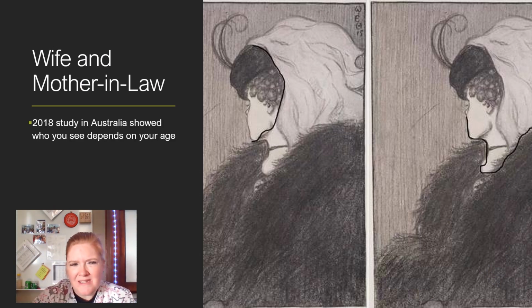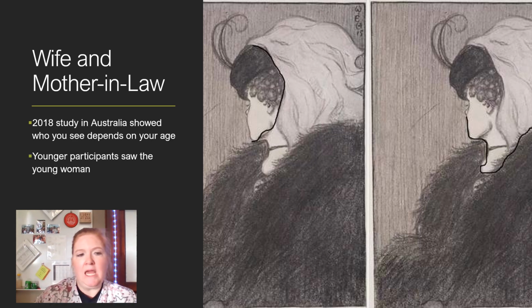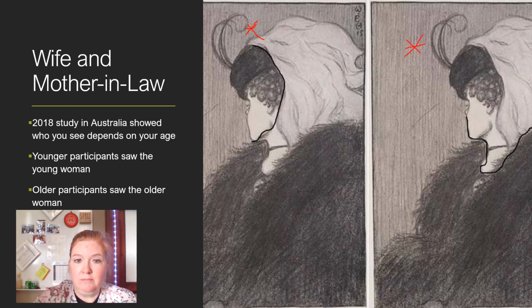So a 2018 study in Australia showed that what you see can depend on your age. Younger participants tended to see the younger woman, so this one right here, while older participants tended to see the older woman, like here. Which one did you see? All right, are you ready? Let's try another one. My student, you have this paper.